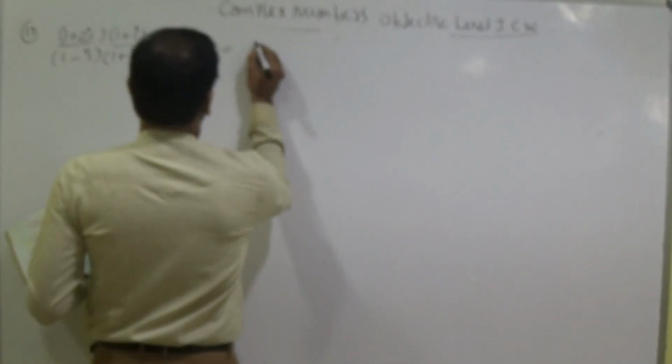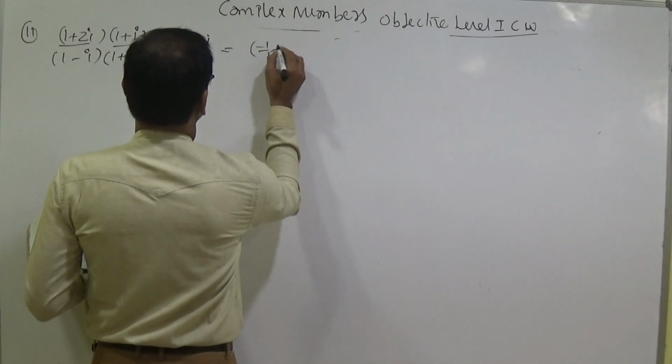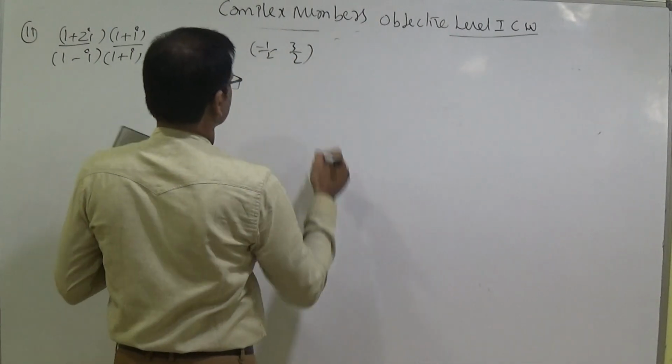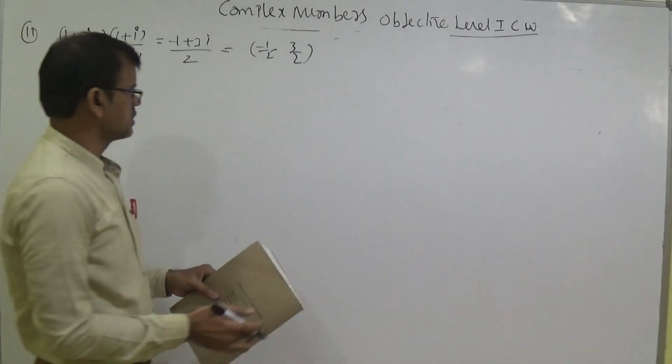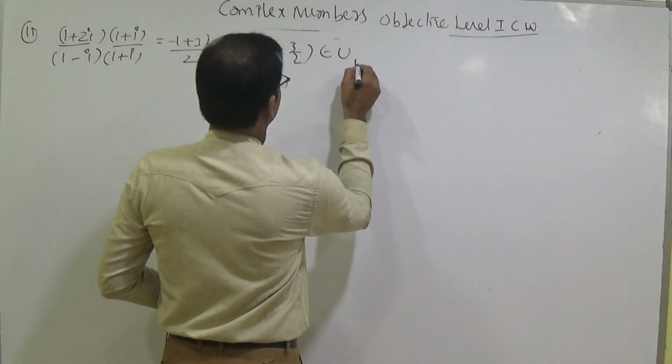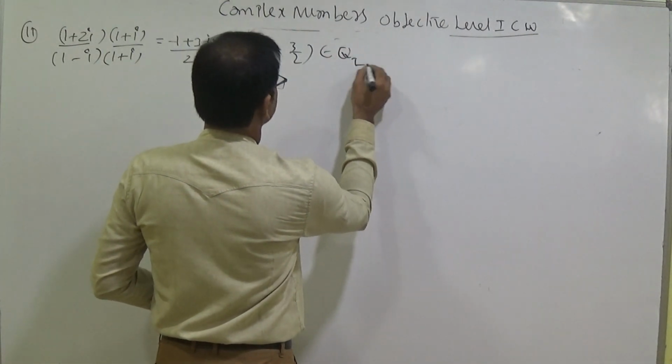What is he asking? It is in which quadrant? Understand like this: minus 1 by 2 comma 3 by 2. So minus plus concept. So it belongs to Q2, the second quadrant.